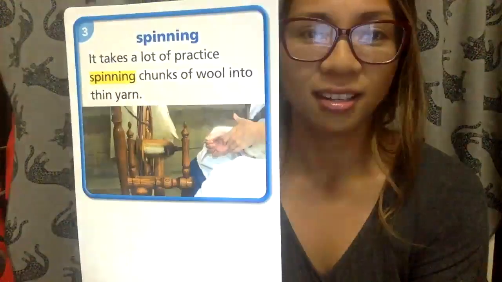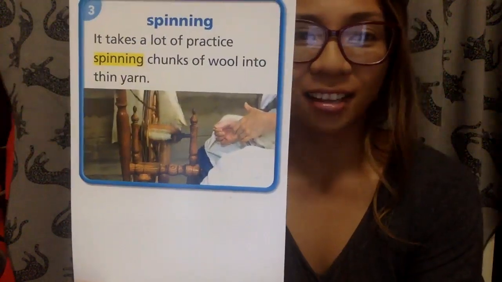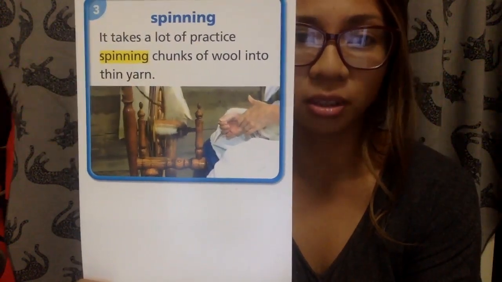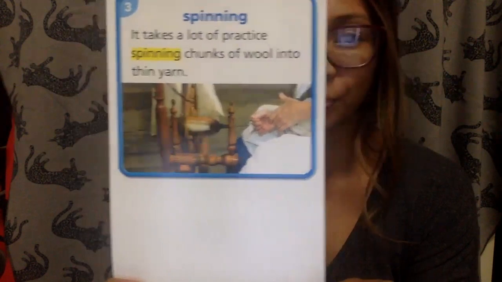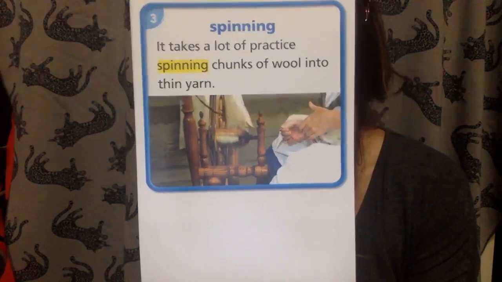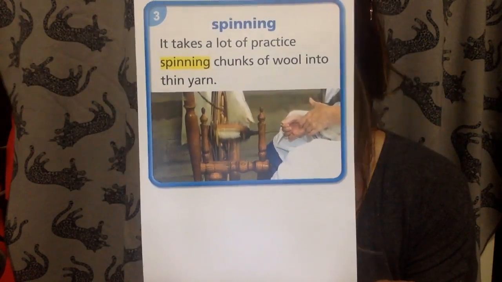Next vocab word is spinning. It takes a lot of practice spinning chunks of wool into the thin yarn. Spinning means twisting together material to make yarn.